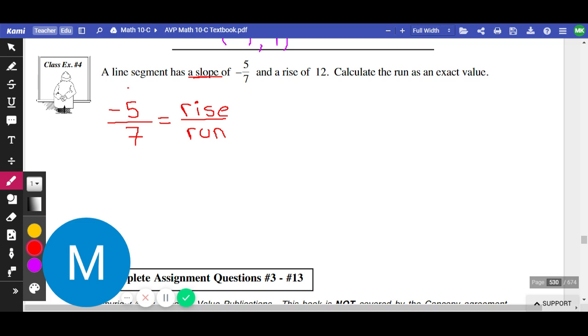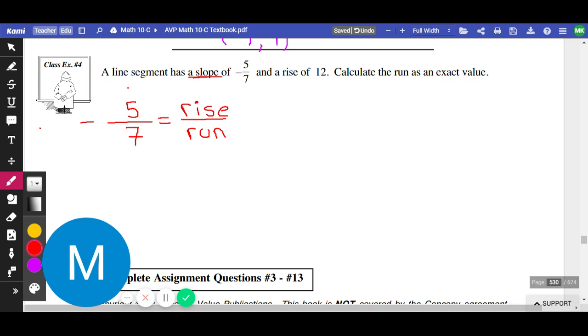That's our starting point. I'm just going to move that negative. They had those. We should do those right there. Everyone's happy with that? Fantastic. The second part of the sentence, they say, it has a rise of 12.